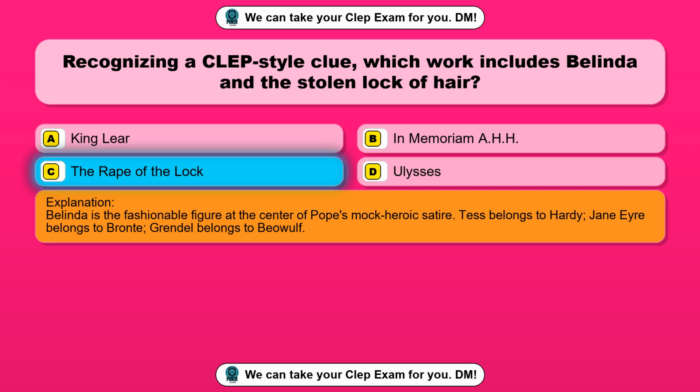Belinda is the fashionable figure at the center of Pope's mock heroic satire. Tess belongs to Hardy, Jane Eyre belongs to Brontë, Grendel belongs to Beowulf.